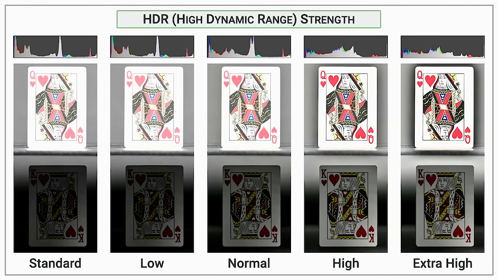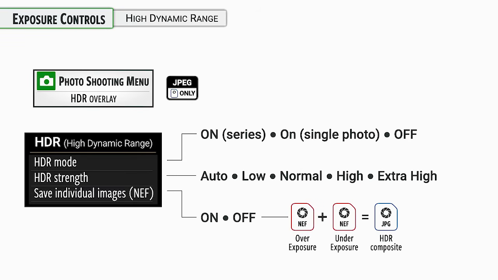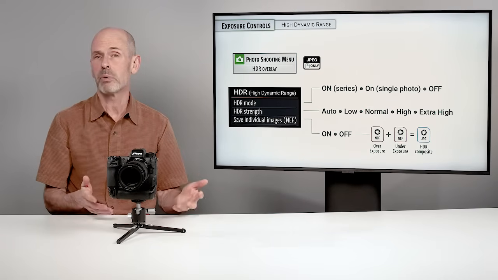You can take a look at the histograms there to see what it's actually doing with the shadow and highlight information. And so it's kind of an interesting thing to check out. Save individual images. This is something I would highly recommend. When you shoot an HDR, it's going to shoot 2 images and combine them into a JPEG final version. And if you recall earlier, JPEGs have limited range that you can adjust. So you're probably going to want to keep those raw if this is anything important at all.